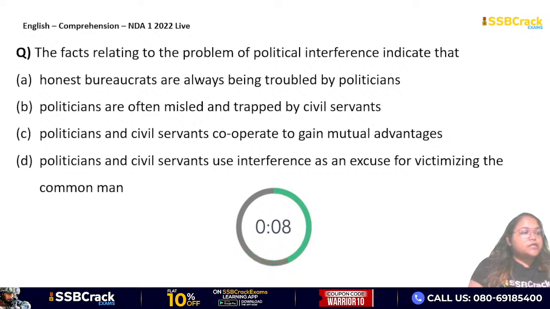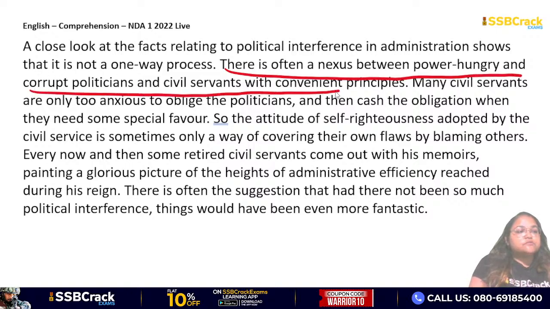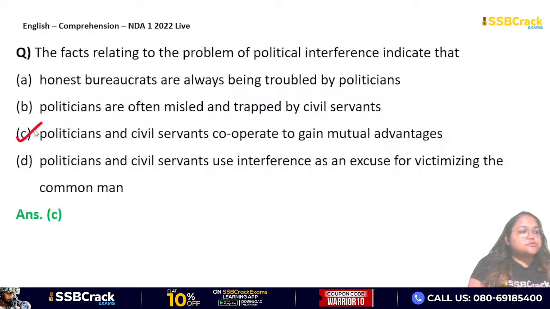It is written very clearly in the first part of the passage that there is often a nexus, that means collaboration, between power-hungry and corrupt politicians and civil servants with convenient principles. So therefore, the answer will be option C. Politicians and civil servants cooperate to gain mutual advantages. Okay, they favor one another. So option C will be a correct answer. Very good, Shaurya. Okay, next question.